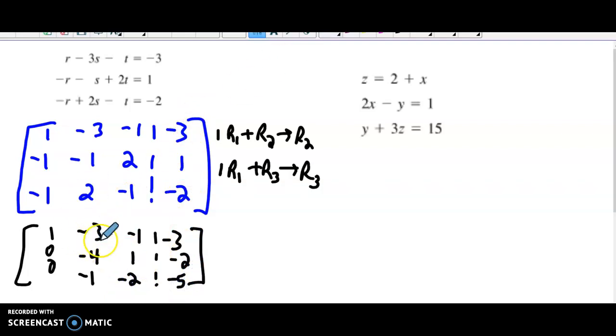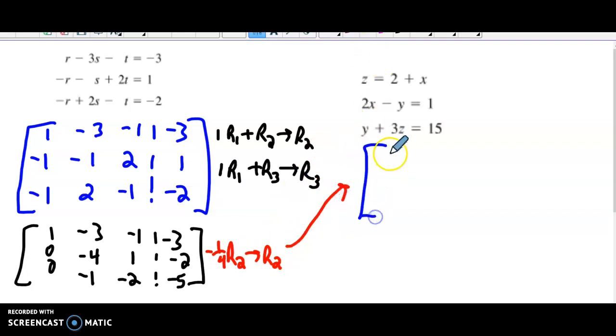Now I need to move to this and get this to be a 1. I move to my next column. I want this to be 1. So I'm going to take negative a fourth times row 2. That'll be my new row 2. Okay. So row 1 staying the same. Sometimes I just write the rows that aren't changing. Row 3 is staying the same.